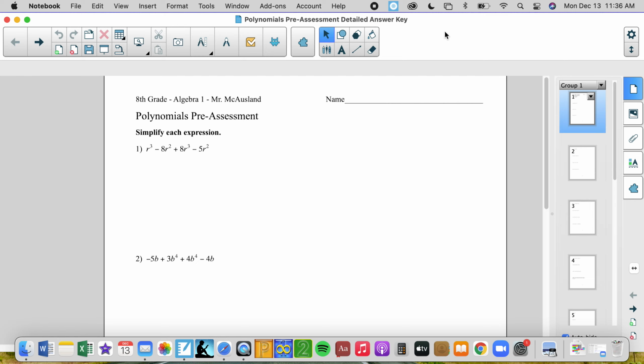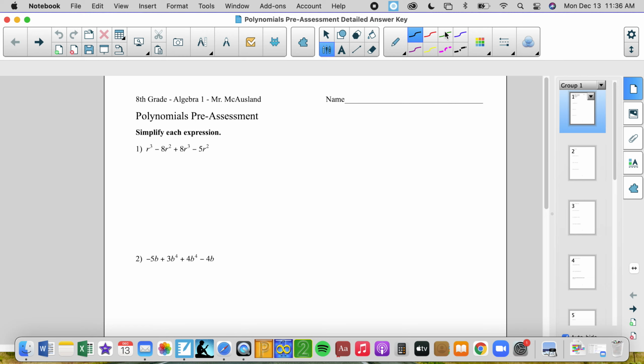Welcome. This is Polynomials Pre-Assessment Detailed Answer Key. We are combining polynomials. We're adding, subtracting, multiplying, dividing. We're taking powers of a power. So lots of fun stuff to cover here.